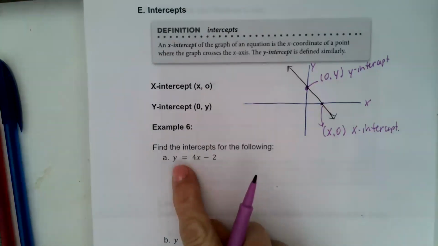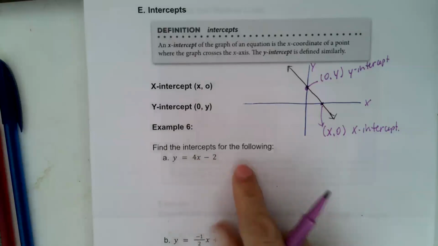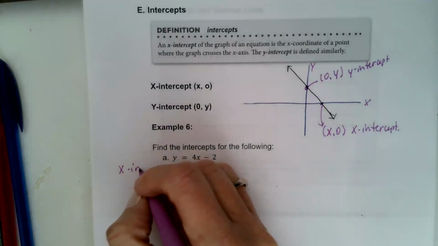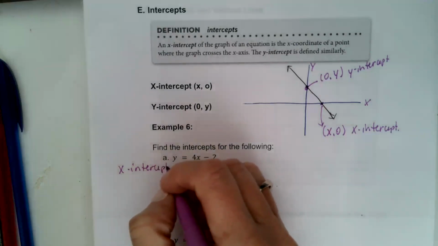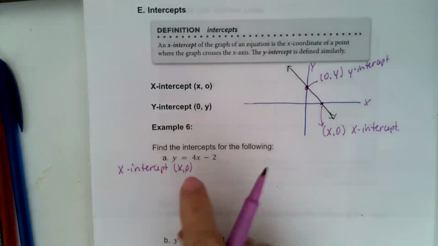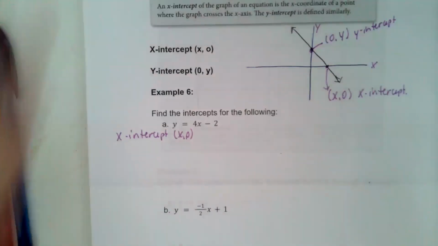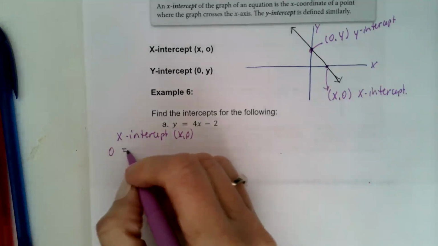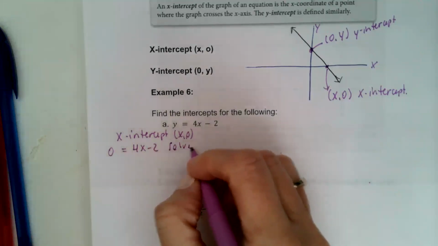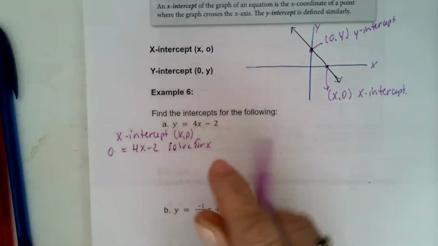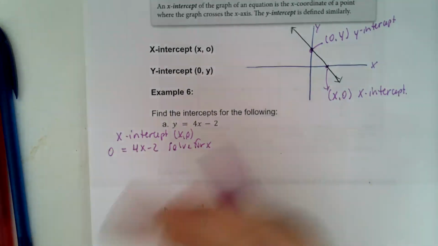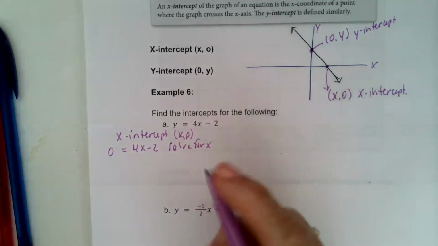So example 6 says find the intercepts for the following. So we have this equation here, and we're going to find the x-intercept. So the x value when y is 0. So I am just going to replace y with 0 and solve for x. This one is harder because you actually have to move things to the other side to solve for x. The y-intercept is usually easier to find.